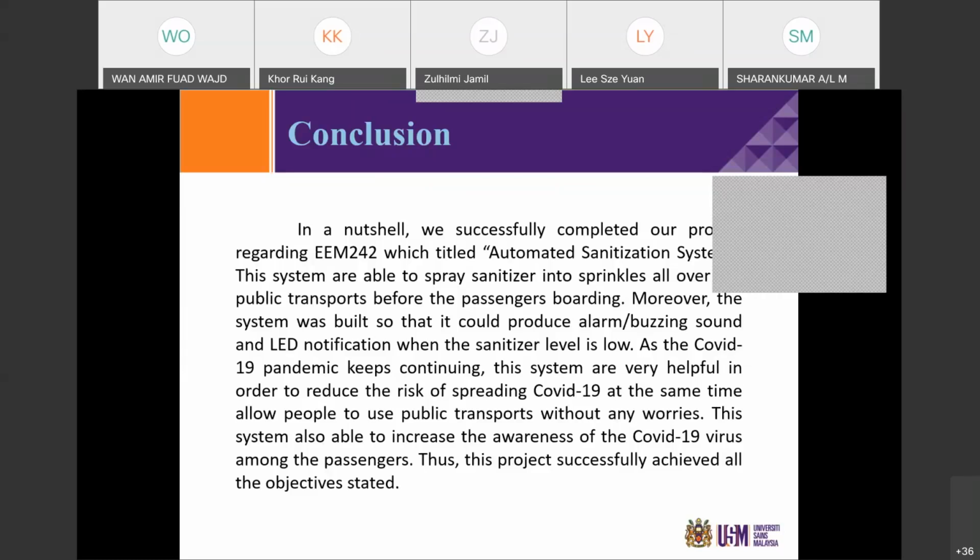As this COVID-19 pandemic season keeps going, this system will be very helpful in order to reduce the risk of spreading COVID-19. It also allows people to use the public transport without any worries. And our system is also able to increase the awareness of COVID-19 virus among the passengers and also other people. Thus, our project successfully achieved all the objectives stated in the beginning of this mini project.